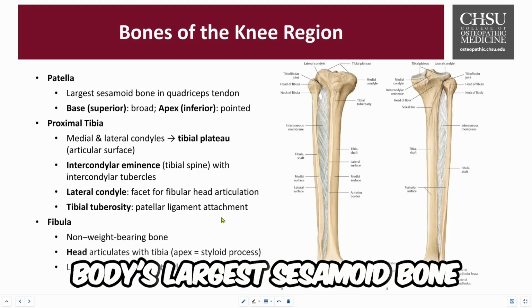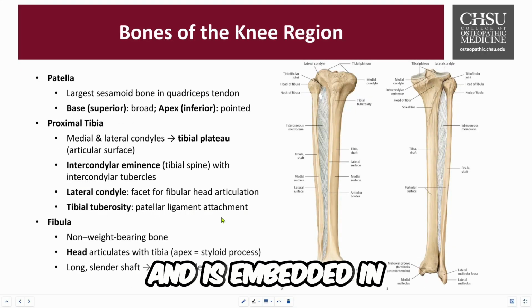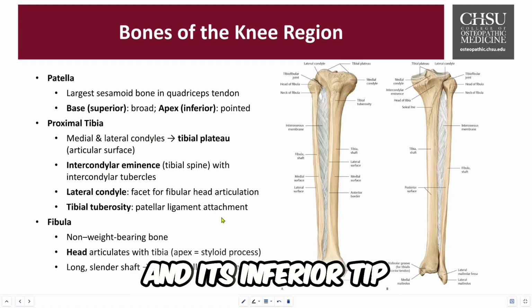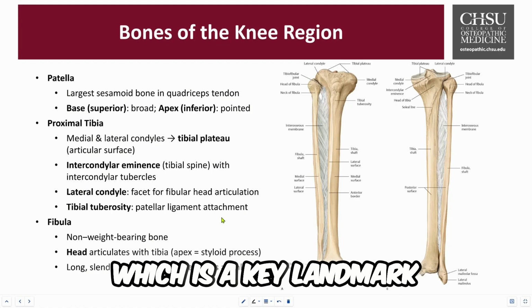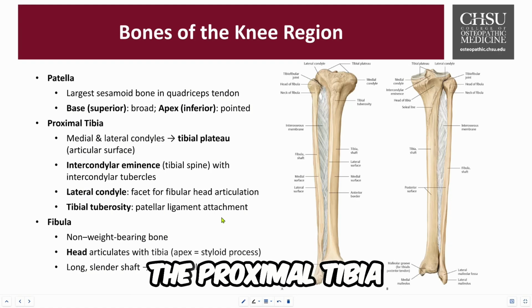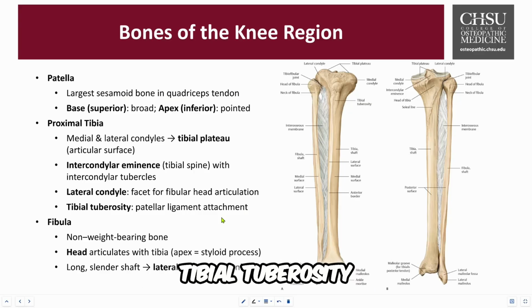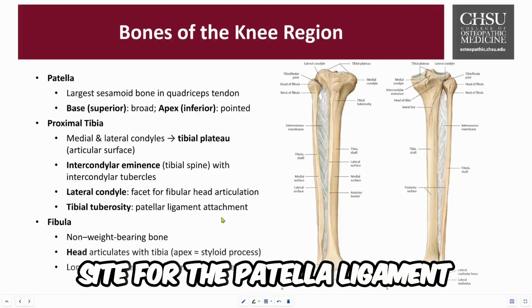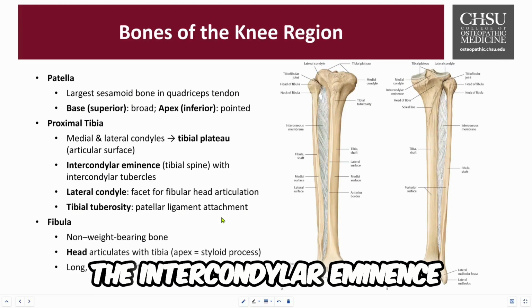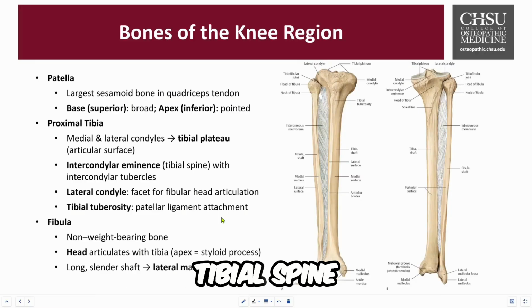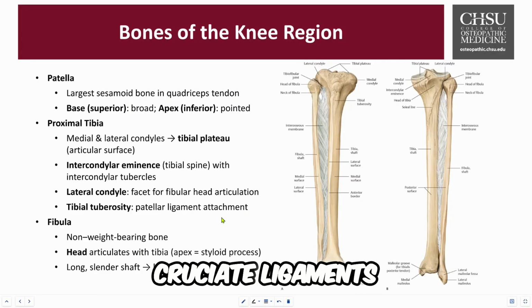The patella is the body's largest sesamoid bone and is embedded in the quadriceps tendon, and its inferior tip is called the apex, which is a key landmark. Then we also have the proximal tibia. One structure to be aware of is the tibial tuberosity. This is the attachment site for the patellar ligament. Then we also have the intercondylar eminence, called the tibial spine. This serves as an attachment point for the key cruciate ligaments.